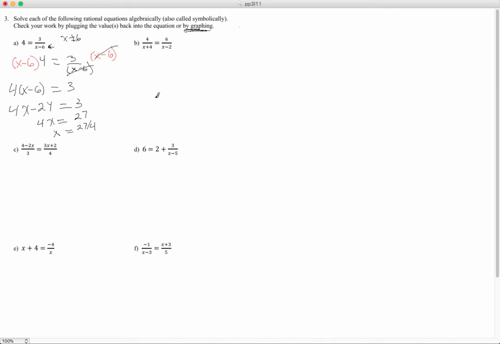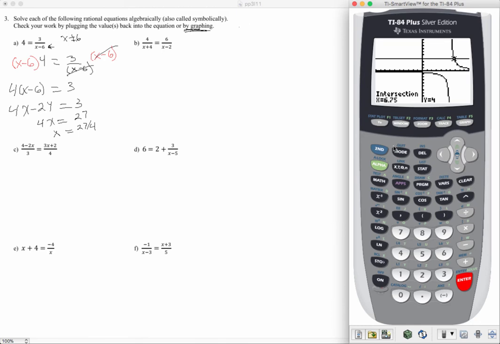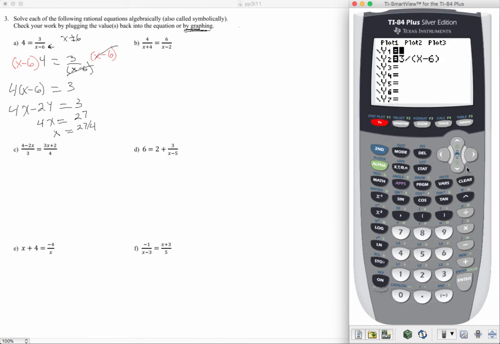Okay, so we're supposed to go check our answer graphically, so let's go ahead and do that. We're going to go to our y equals, put in 4 into y1, and put 3 divided by x minus 6 into y2. Notice the parentheses in the denominator, muy importante, that is not a grouping symbol, so you have to put the grouping symbols in. This long fraction bar is also an inferred grouping symbol. Okay, let's do a zoom and a standard.